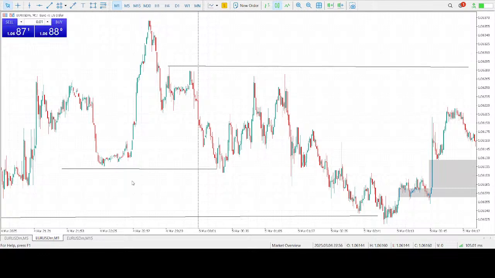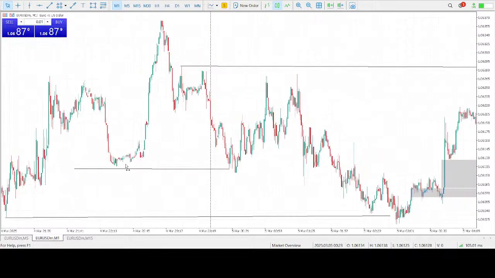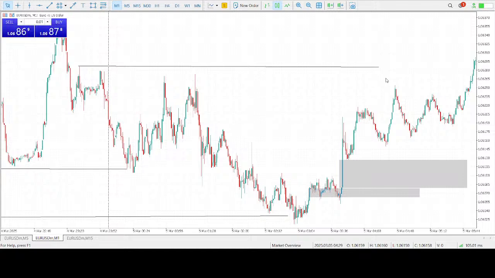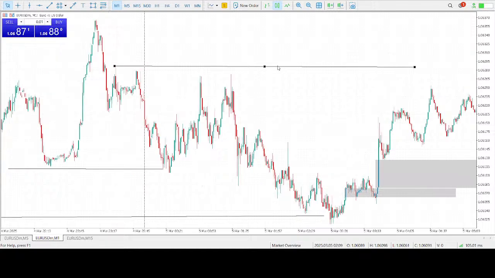So it came up after it now took out the liquidity beneath here. That's now when it started rallying. We now aim at this liquidity and ultimately the one that lay above it right here.